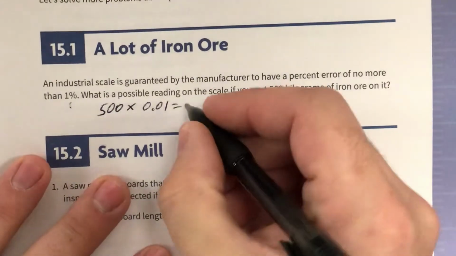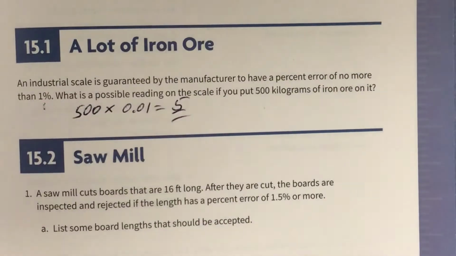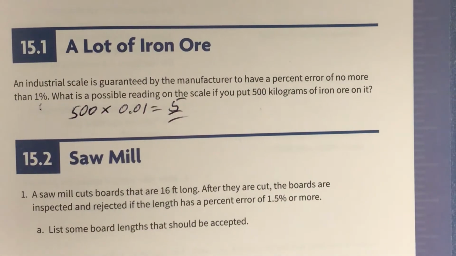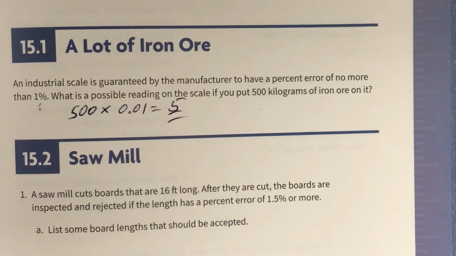Rylan? 5. So that's my air. I'm allowed 5 kilograms of air. So what is the possible reading on this scale? What is the smallest that would show up? If I put something that's 500 kilograms on the scale, it's allowed 1% air. What is the smallest amount that could weigh?